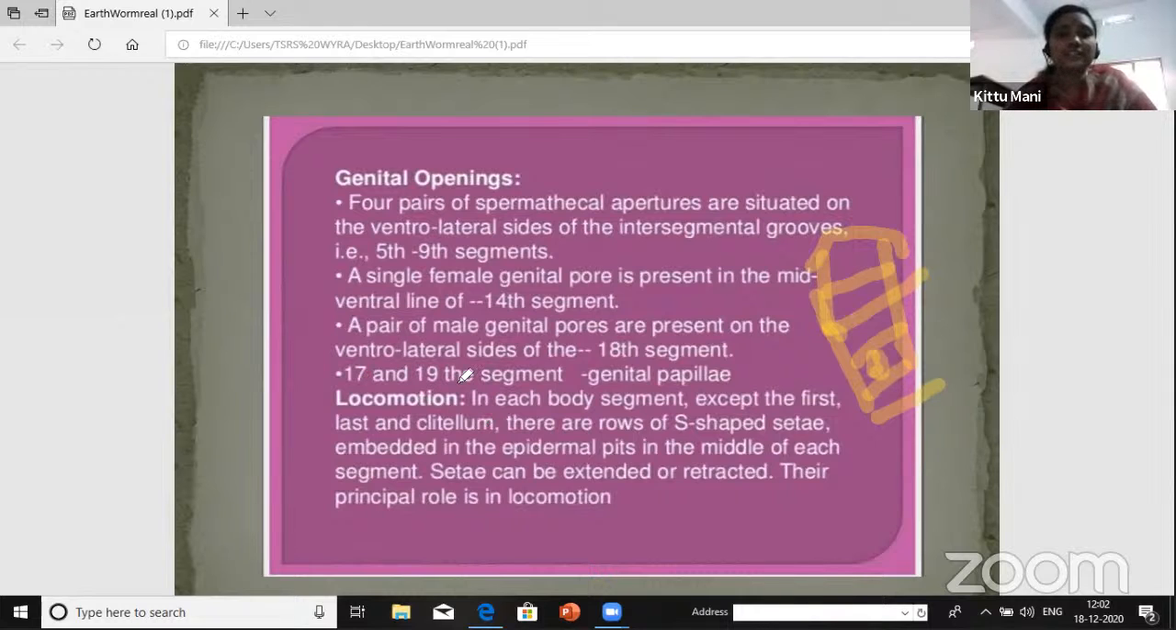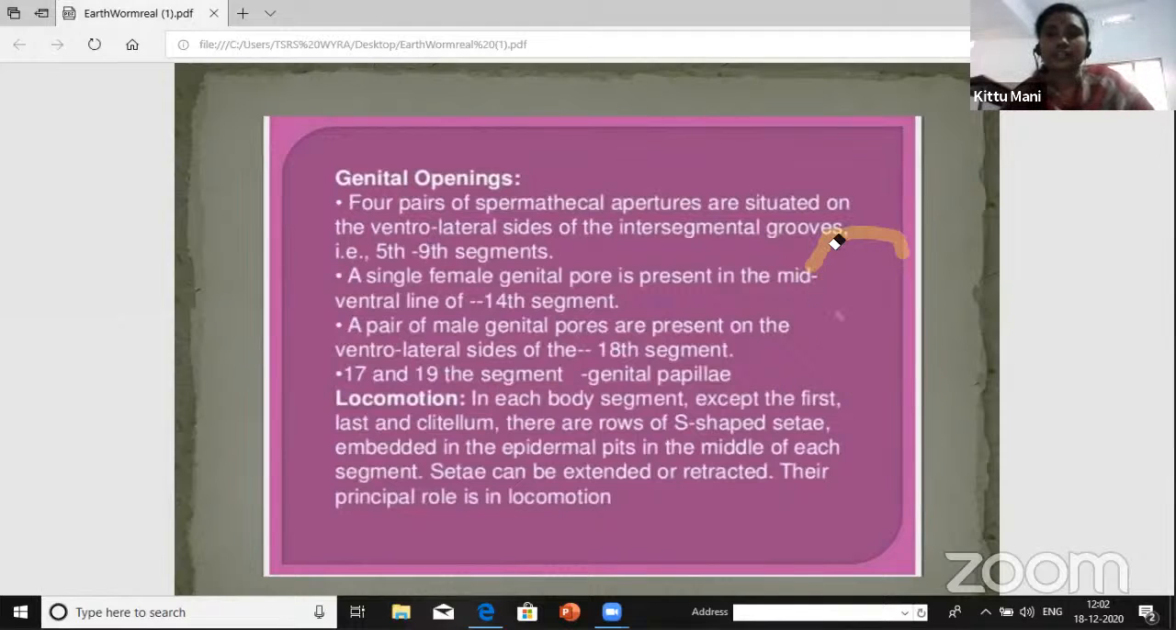And next, in the 17th and 19th segments, genital papillae are present. The next, we will enter into the locomotion.